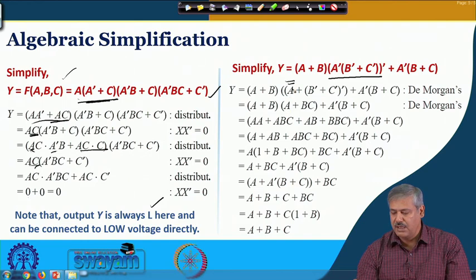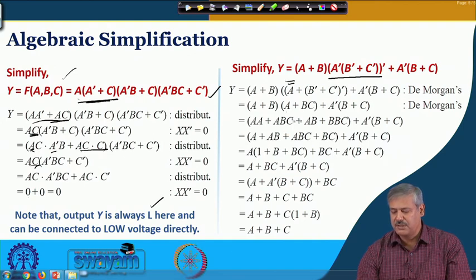Then this A is remaining. So, B prime plus C prime, this is again a complement. So, another De Morgan's theorem. So, this is a NOT operation. So, you can get B prime double prime and C prime double prime. So, this becomes BC. Okay. So, this expression then becomes A plus B ANDed with A plus BC, and this was what it was.